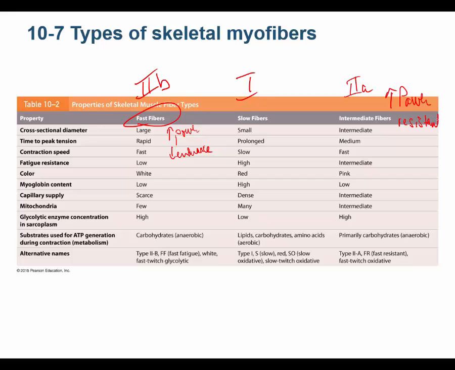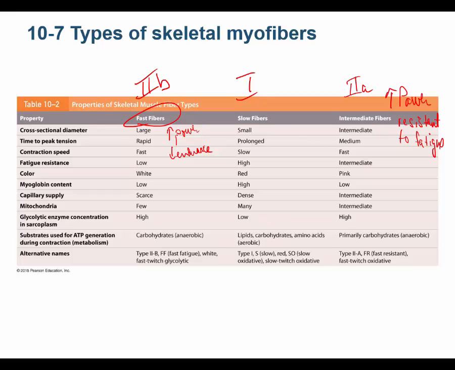So does it have the endurance of slow twitch? Absolutely not. But it's resistant to fatigue, which means it doesn't fatigue as fast as the 2B. That's what it means. And these are fast twitch 2As. Now let's go down through here.